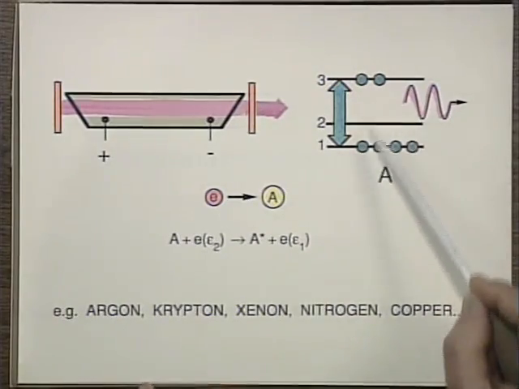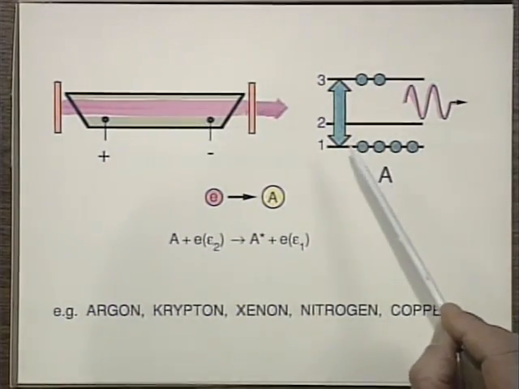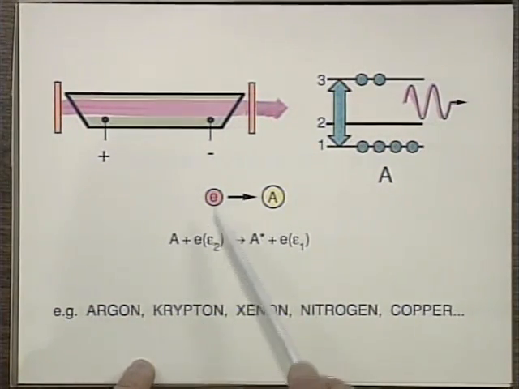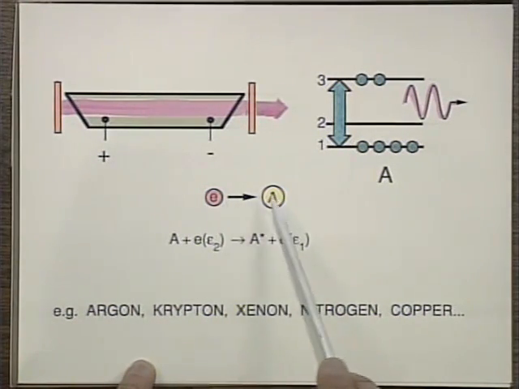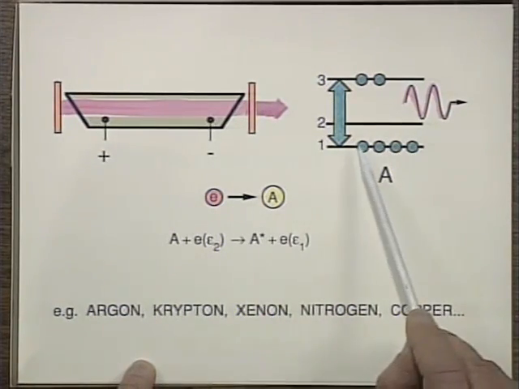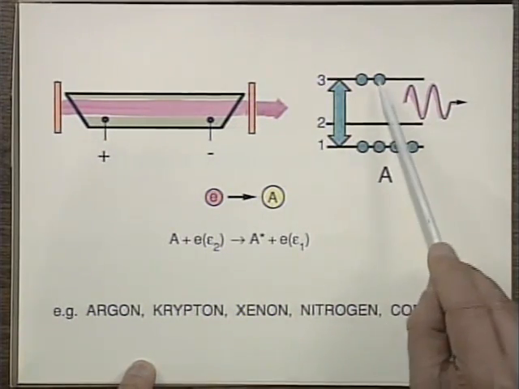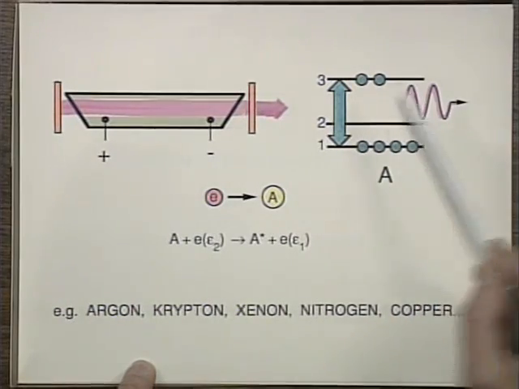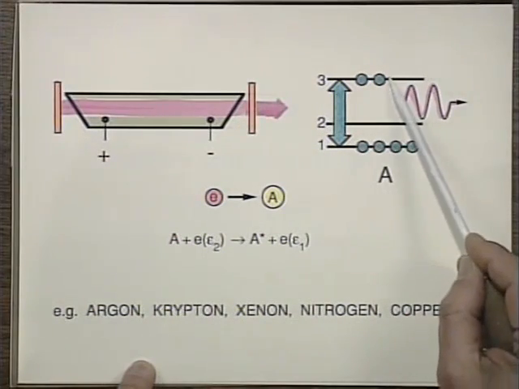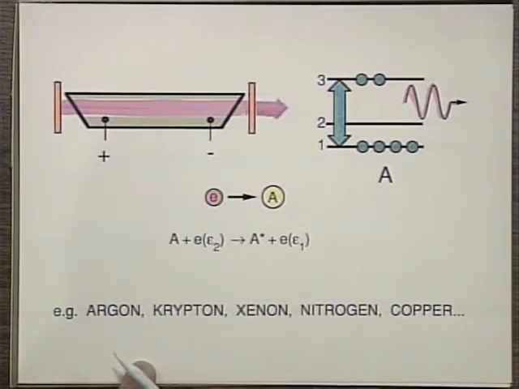Again, I'll show the three-level system, our basic system. But now the pump is not light, it is an electron. So the idea here is to get an energetic electron to collide with the atom A, with this gain atom, and takes the atom from the ground state into this excited state in level 3, so that you have a population difference between 3 and 2. So you can get lasing on the 3 to 2 transition.